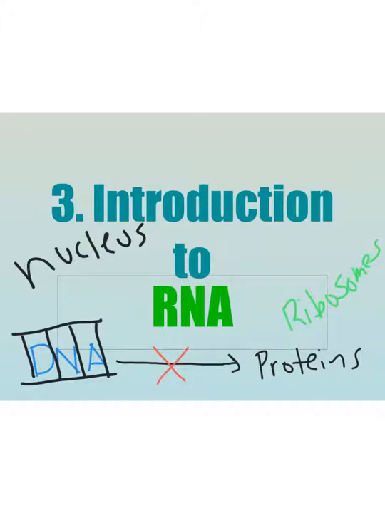But what can it do? It can hand off its code to its buddy RNA. RNA can travel inside the nucleus, and it can leave the nucleus to the ribosomes. So RNA carries DNA's code to the ribosomes, which then can be used to make proteins.